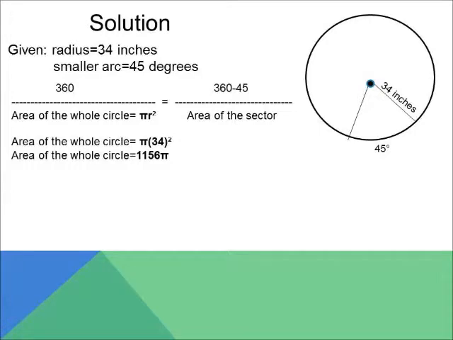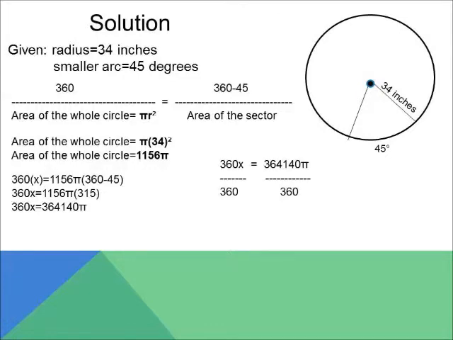After finding the area of the circle, we are then going to cross-multiply our proportion above. So then, the proportion simplified will be 360 times x equals 1,156 pi, and in parentheses, 360 minus 45. Then, we multiply them together, and it will be 360x equals 1,156 pi times 315. Then, after solving again, it will be 360x equals 364,140 pi. From this point, we will then divide each side by 360.